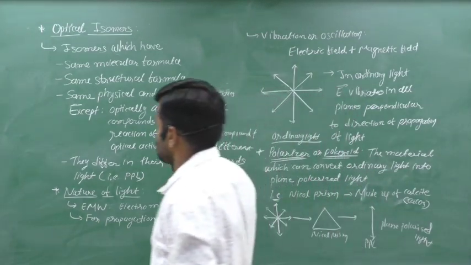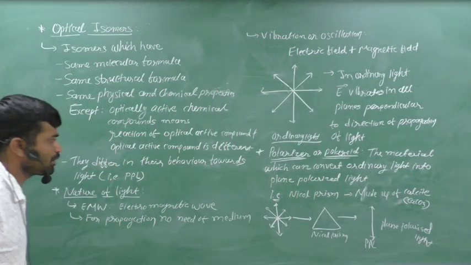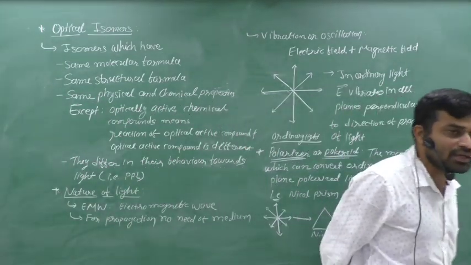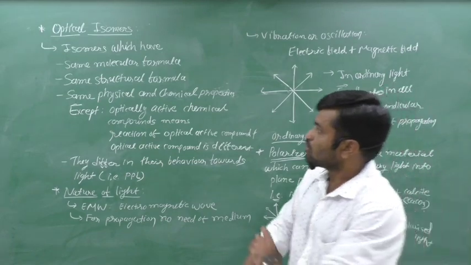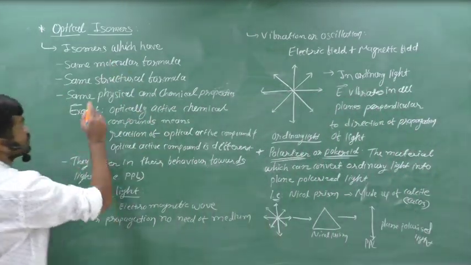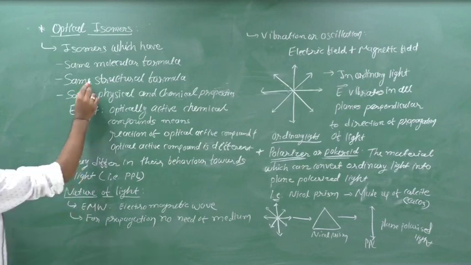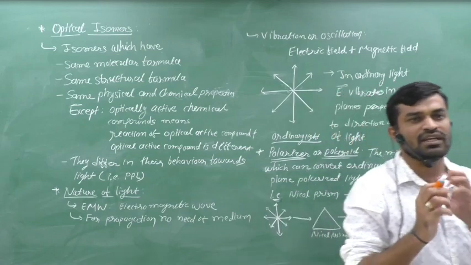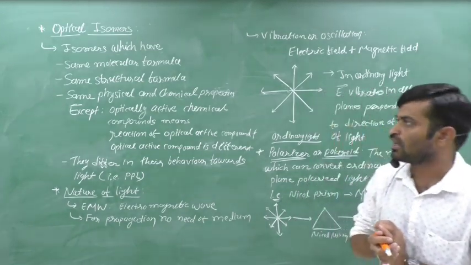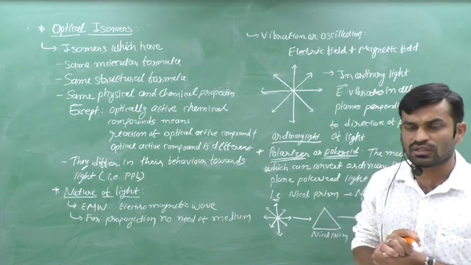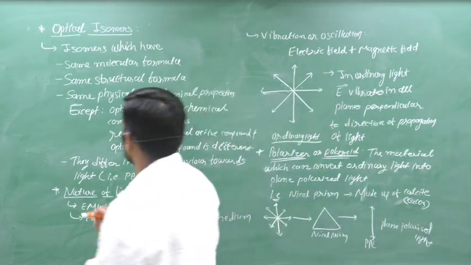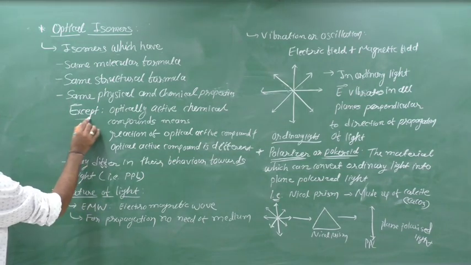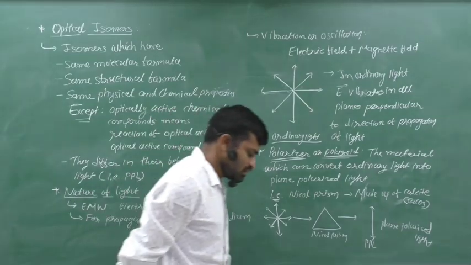Now, for the definition of optical isomerism, which type of compound becomes an optical isomer? We can say these are isomers which have the same molecular formula, the same structural formula, meaning the connectivity of atoms is the same, and the same physical and chemical properties. Here, this is an exceptional case.